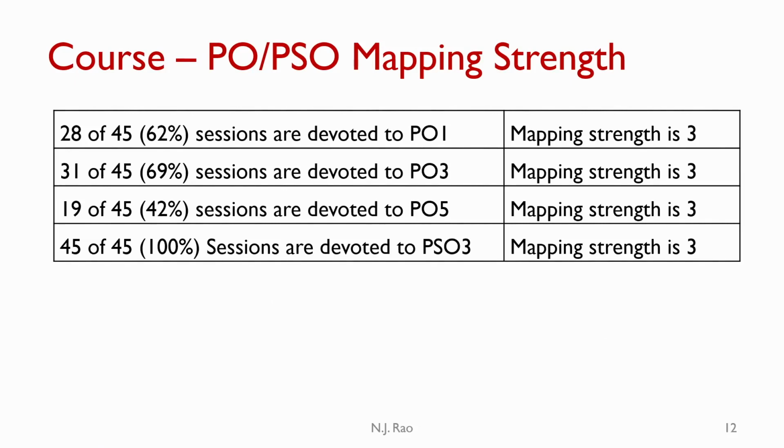As far as PO3 is concerned, 31 out of 45 makes it 69%, which is mapping strength 3. In that sense, even PO5 and PSO3 are all addressed at mapping strength 3, which is a specific instance here, but it need not be so; not all the POs will get addressed at strength 3.